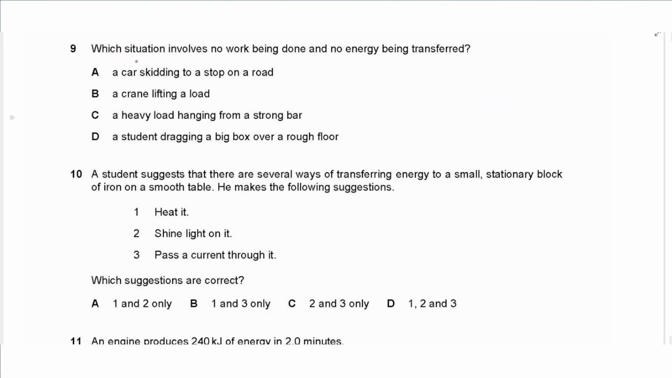Question 9 says which situation involves no work being done and no energy being transferred? A car skidding to stop on a road. So there must be friction or frictional force and there is a distance, so there is work done. A crane lifting a load, again there must be an upward force to lift something. A heavy load hanging from a strong bar. Hanging means there is no distance. So this means there is no work, so the answer is C.